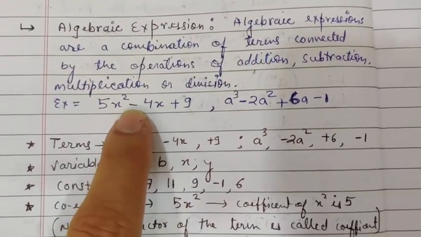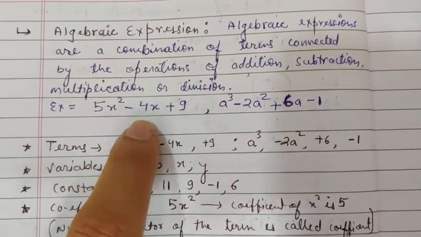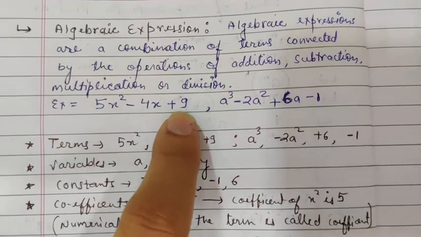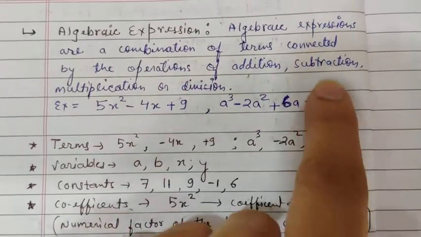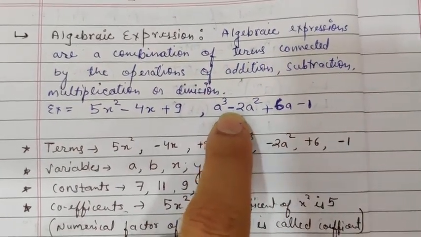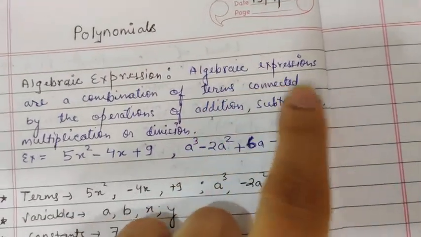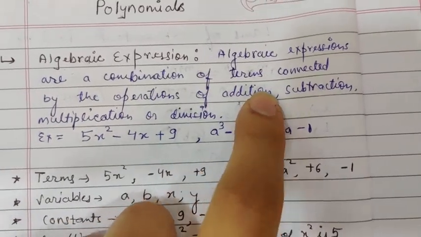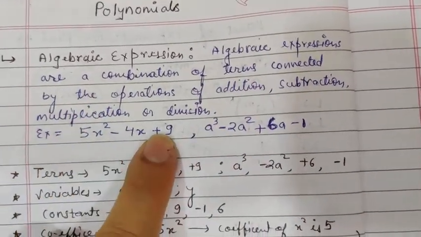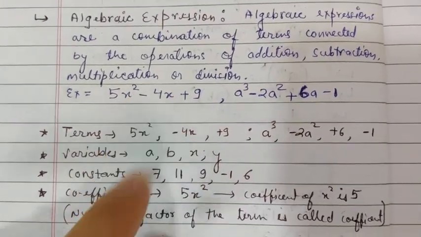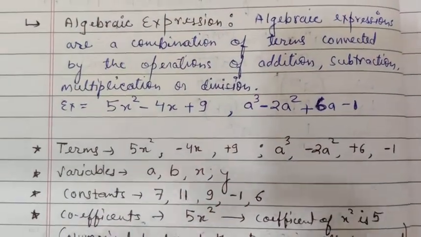Minus we will take along, minus 4x is the second term of this expression and plus 9 is the third term of this expression. In the same way we can tell about this expression also. A cube is the first term, this one is second, third and fourth. So algebraic expressions are a combination of terms connected by the operations, and in between there are operations of addition, subtraction, multiplication and division, like this.